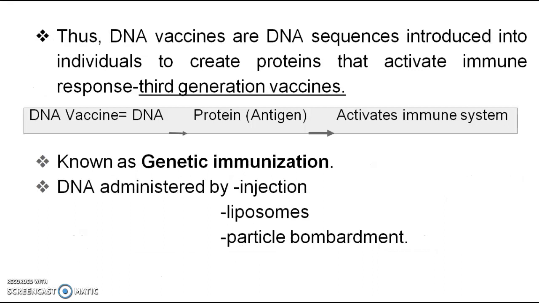So here we can say that DNA vaccines are DNA sequences. We are giving the DNA sequence of the antigen, and it is introduced into the individual to create the antigenic protein, and that antigenic protein will activate the immune system in the normal way, as when a person has an infection. So how a person responds when an antigen enters the body will be executed here too. And so we can say that this is a third generation vaccine.